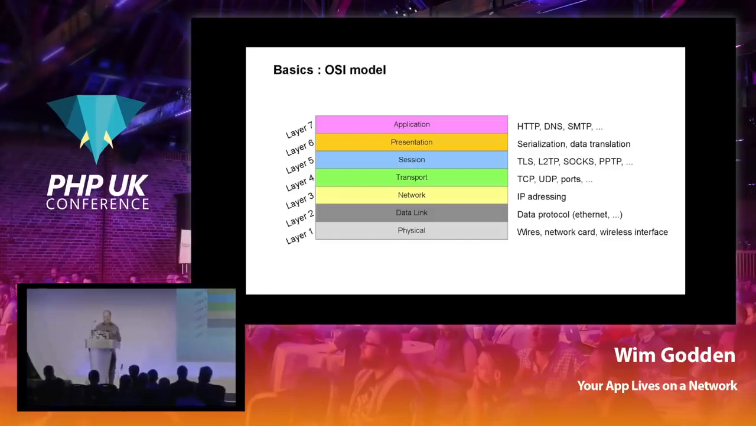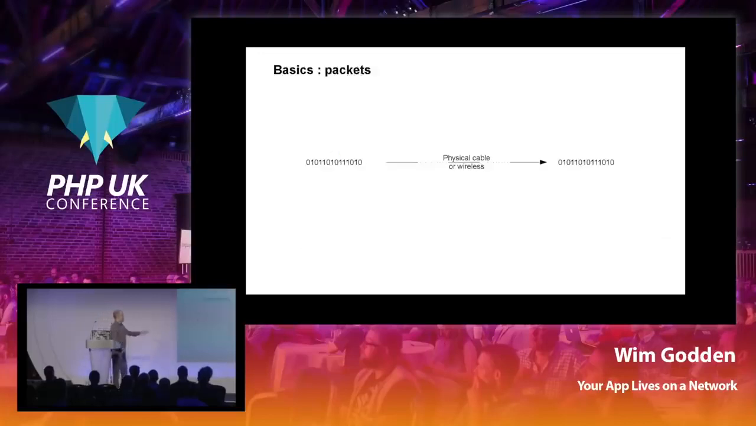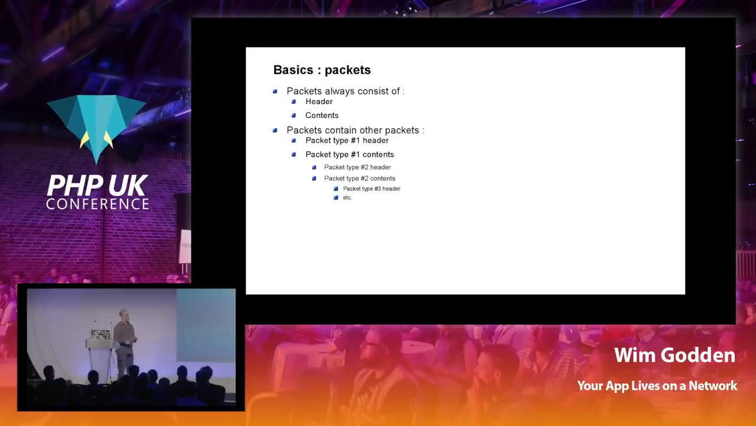So yeah. But networking basically revolves around bits of data that are being sent over a physical cable or wireless and are being translated on the other end into bits of data. And these bits of data are usually grouped together in packets. And a packet always consists of a header and actual content. Now, packets can contain, and usually do contain, other packets. So you have a packet which has contents, and then that contents has another packet which has a header and has contents and so on.